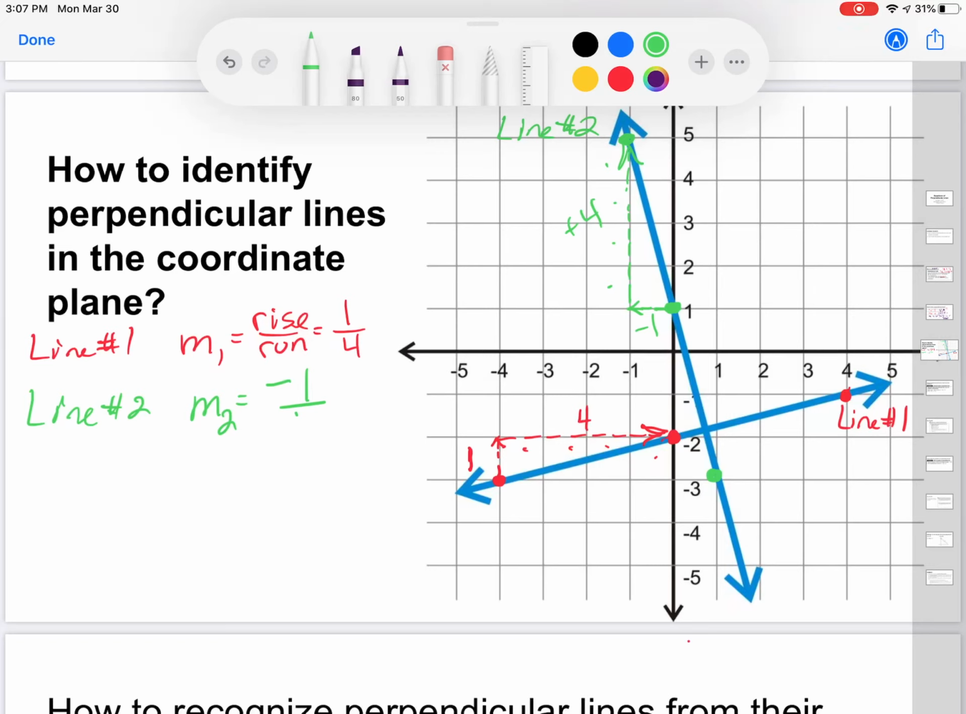I'm sorry, I'm doing that wrong. Well, the rise is positive 4. It goes on top, and the run is a negative 1. And again, we don't leave the negative on the bottom, but also 4 divided by 1 is 4. So we're going to make this equal to negative 4. Okay. Now, if I want to check that these are perpendicular, I can take the product.